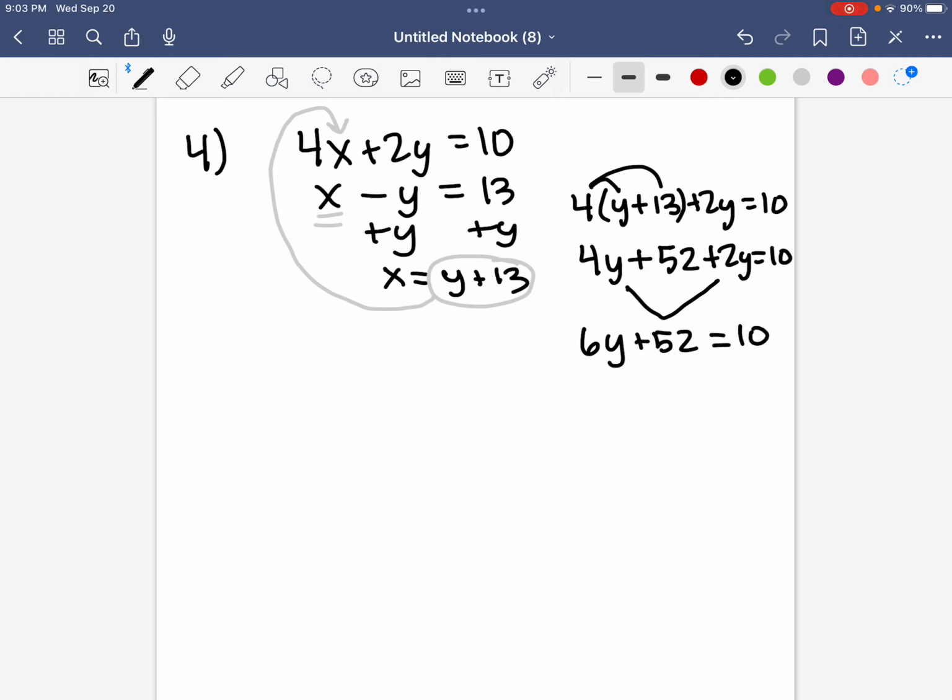I feel like I did something wrong here. We'll see though. Then I'm going to go ahead and minus 52. Oh no, I see now. 6y is equal to negative 42. Then I'm going to divide by 6, and I get y is equal to negative 7.